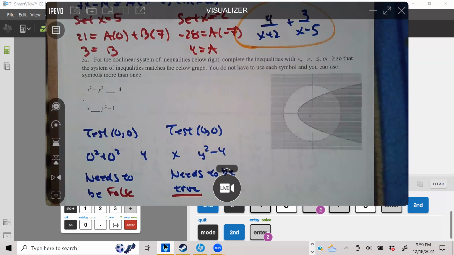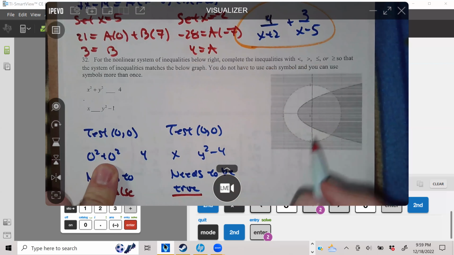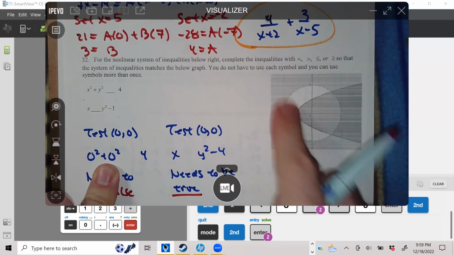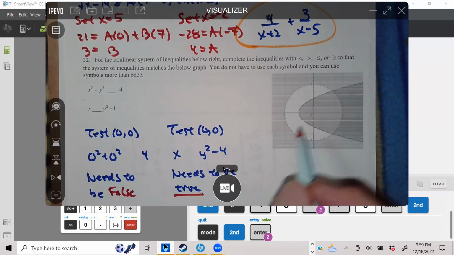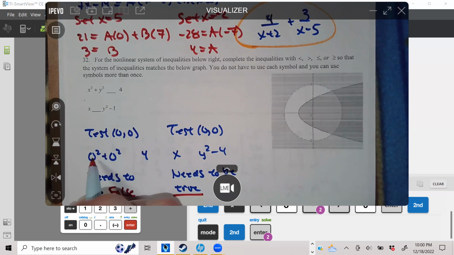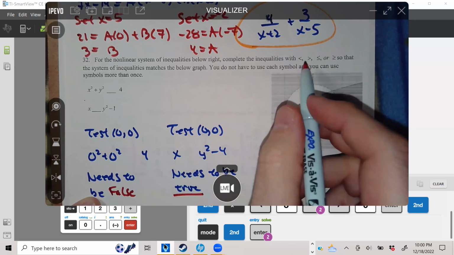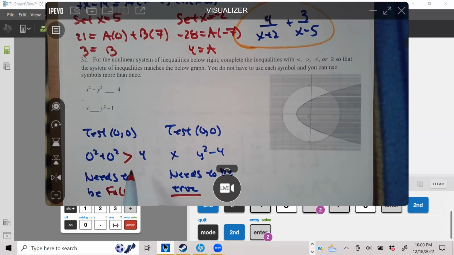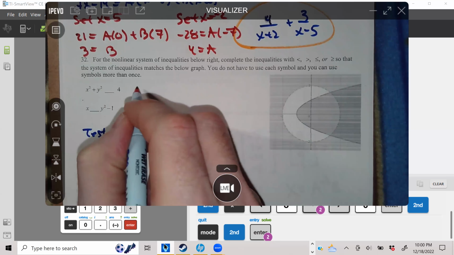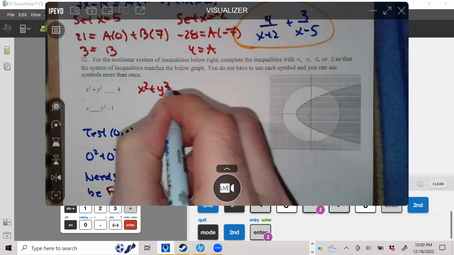Down here, we've got to figure out what inequalities were used where and how. Let's start with the circle, which is here. The circle is not shaded. So this has to test false in order for us to shade outside the circle. Now, in order to test false, 0 squared plus 0 squared, what would make that test false? Is that going to be a greater than or a less than? It has to be a greater than or a less than because we've got a dashed line here. In this case, it would test out false if you had 0 is greater than 4. So the greater than here, x squared plus y squared is greater than 4.